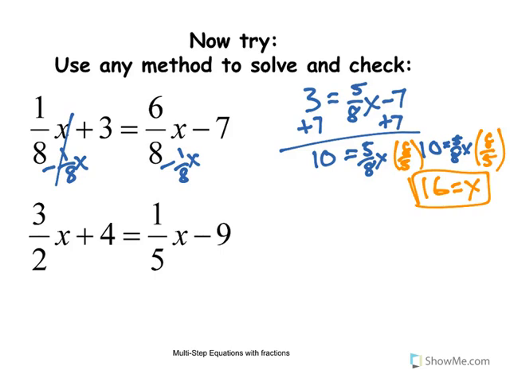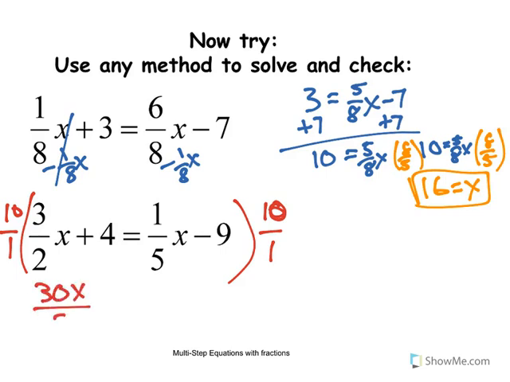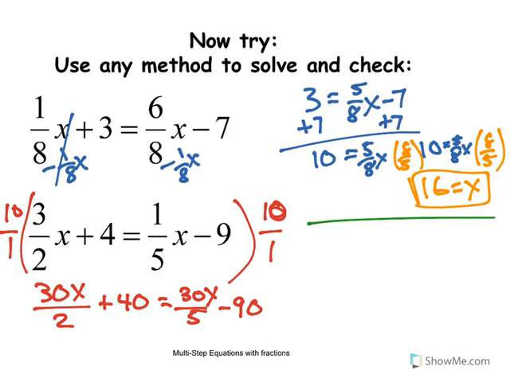All right, for the second one, definitely going to use method 1. So I'm multiplying everything on both sides by 10, right? That's the common denominator of 2 and 5. So that's going to give me 30x over 2. This is going to give me 40. This is going to give me 30x divided by 5, and this is negative 90. Now when I simplify those fractions, 30x divided by 2 is 15x plus 40. 30x divided by 5 is 6x minus 90.